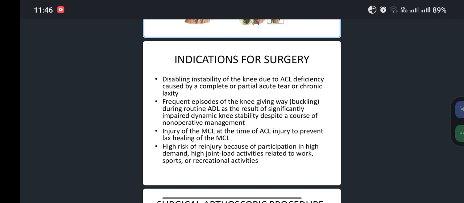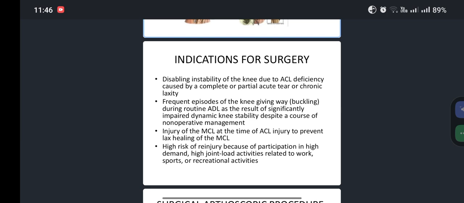So if the patient goes for non-operative management, there may be lifelong instability. Little instability may be present. If it occurs frequently, then the person should go for operative management of the ACL tear.